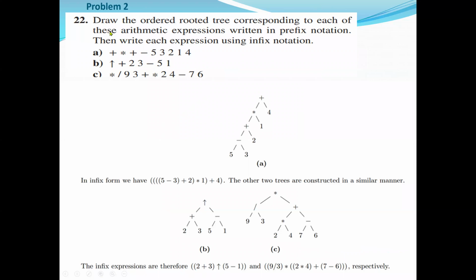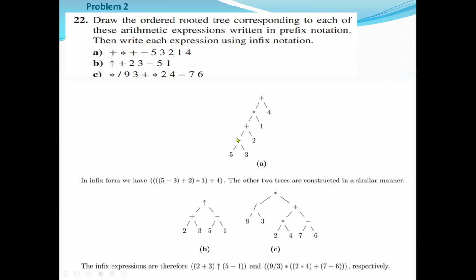So question number 2 says we should draw the ordered rooted tree corresponding to each of the arithmetic expressions written in prefix notation. Then we should write each expression using the infix notation. So I have plus, multiplication, plus, minus, 5, 3, 2, 1, 4. I'm going to start with the first two values, so I'll use the minus.